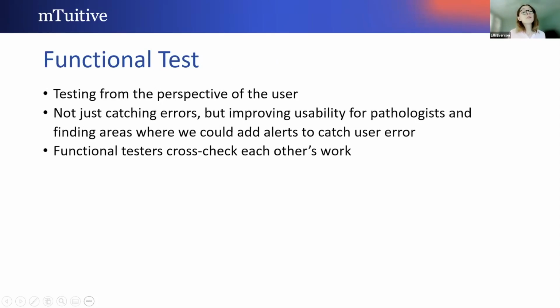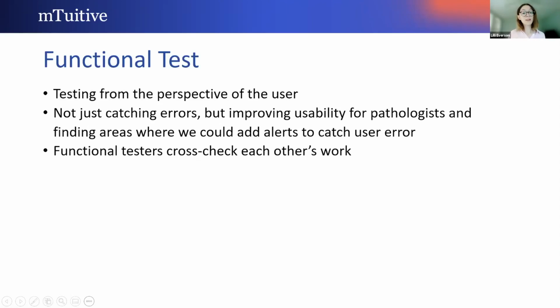And the reason this is so important is that it's not just catching errors, but also working on how to improve usability for pathologists, and also finding areas where we might be able to add more alerts to catch user error. So they could look through and say, hey, this doesn't really flow very well, or maybe there's another way that the user could do this that would involve fewer clicks. And if we are able to improve that while, of course, still keeping you all CAP compliant, we will try and make the checklist more usable on top of making sure that everything is accurate.